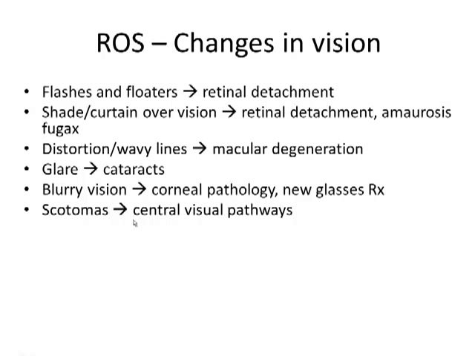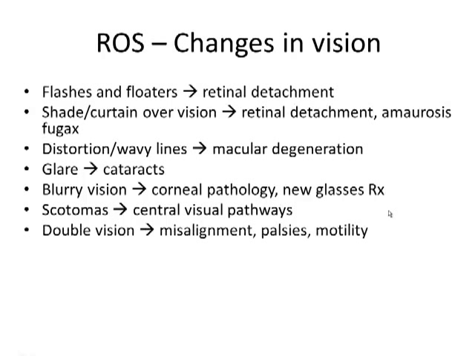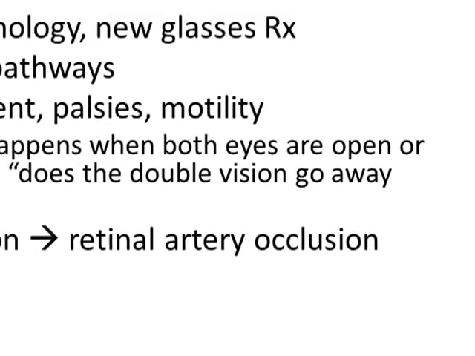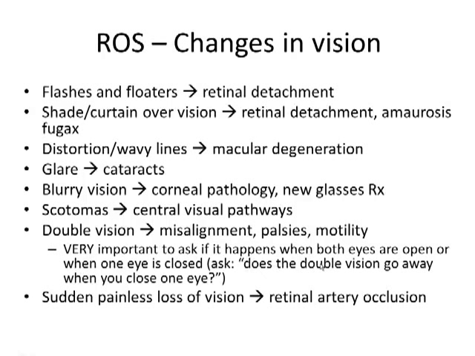You can refer to my video on the central visual pathways for more information about what different scotomas mean. And you can ask about double vision, which is usually misalignment or some kind of eye muscle palsy or motility issue. One thing that's important to ask about when somebody complains of double vision is whether it happens when both eyes are open or when one eye is closed. So you can ask, does the double vision go away when you close one eye? Because usually if it does go away when you close one eye, that means it's a misalignment or palsy motility issue, and this is by far the most common reason for double vision.